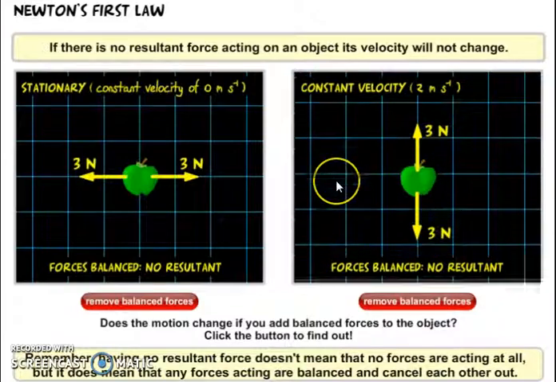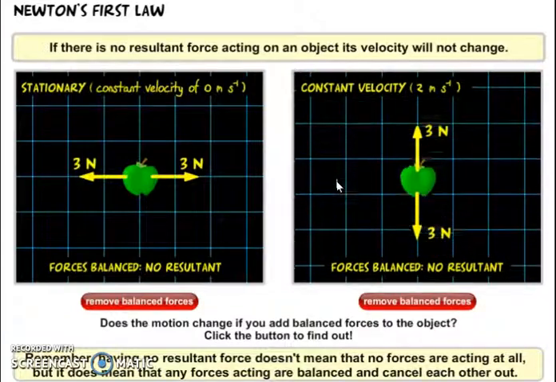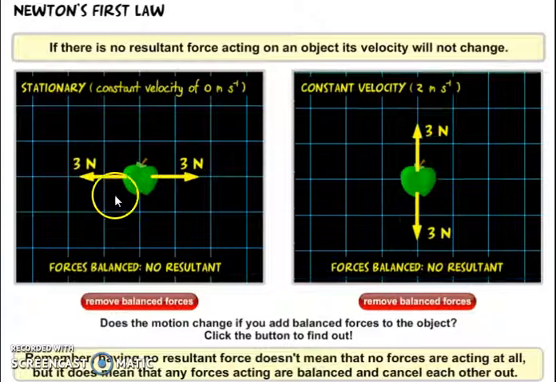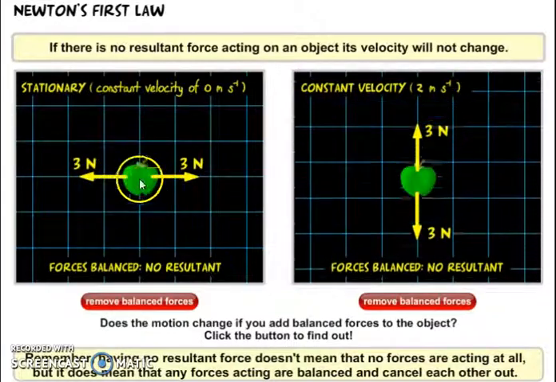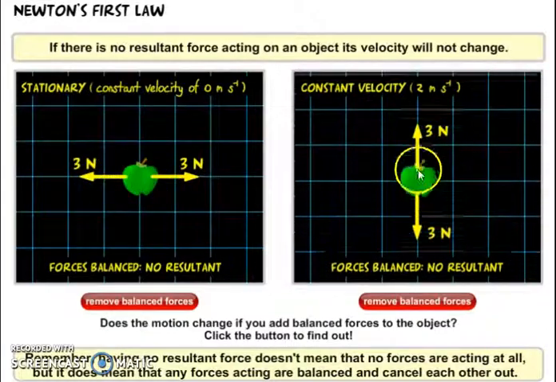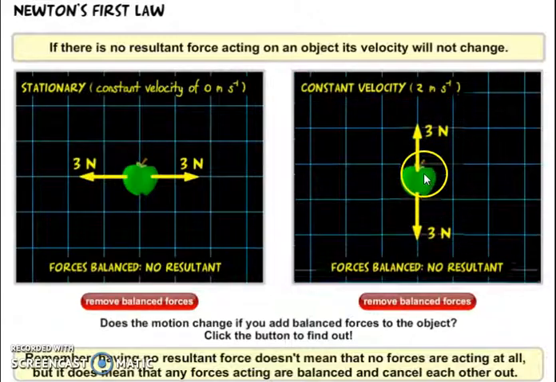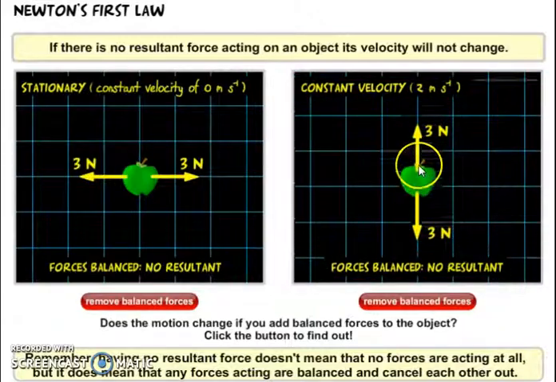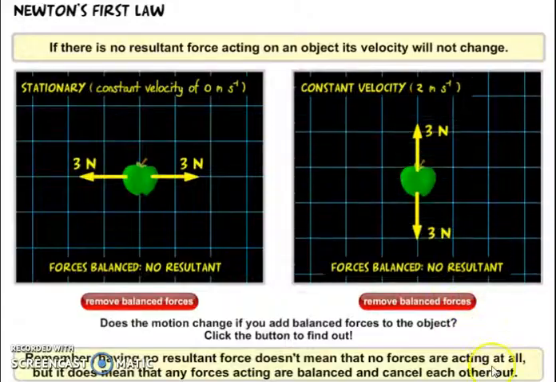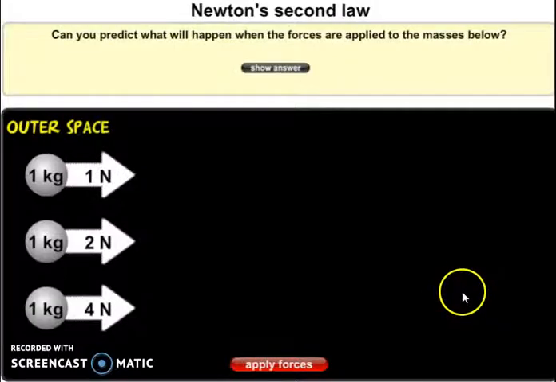Okay, so when there is zero resultant force, Newton's first law states that if an object is at rest, it will remain at rest. If it's in motion at constant velocity, it will keep moving all the way. Okay, so that's Newton's first law. All right, so let's go straight into Newton's second law.